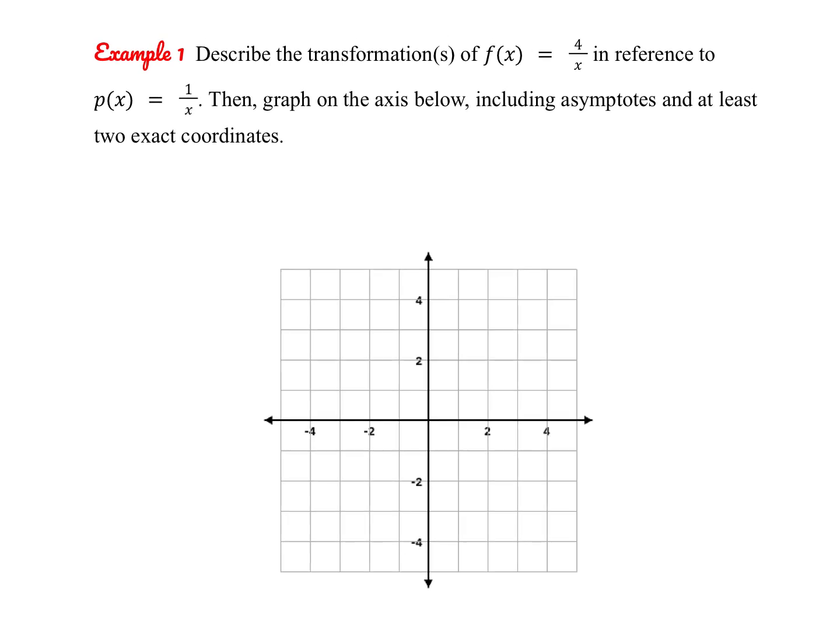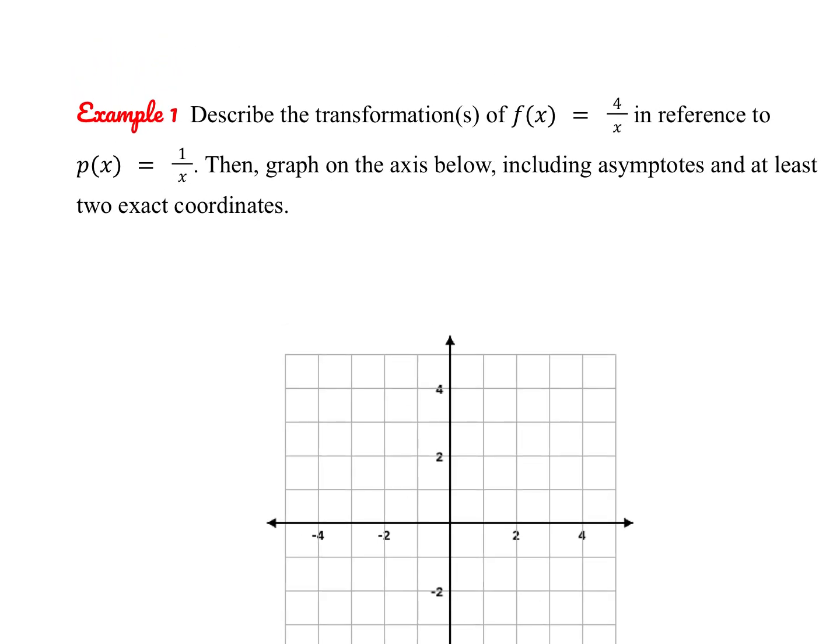All right, let's give this first one a try together. So we are still going to describe the transformations that we see just to maintain that skill, and then we're going to graph it on the axis below with our asymptotes included, and we're going to also write in the asymptote equations. So first, if you compare it here to here, you'll see that there's an a value equal to 4. So that's going to simply be a vertical stretch by a factor of 4.